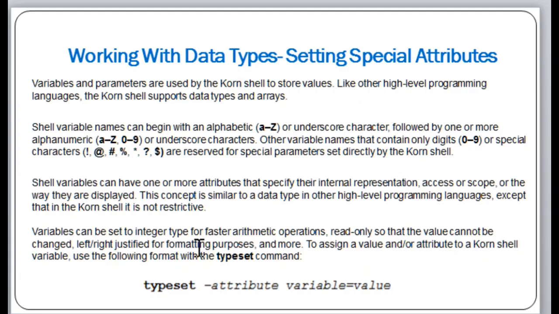Variables can be set to integer type for faster arithmetic operations, read-only so that the value cannot be changed, left-right justified for formatting purposes, and more. To assign a value and/or attribute to a Korn shell variable, use the following format with the typeset command: typeset space dash the attribute we want, and then the variable equals the value we want to set. Okay.